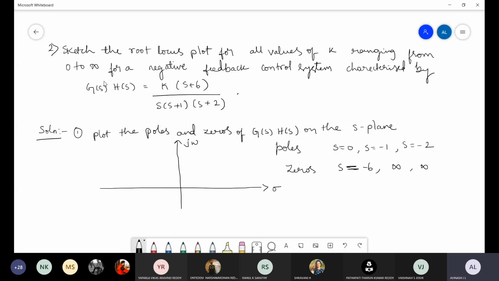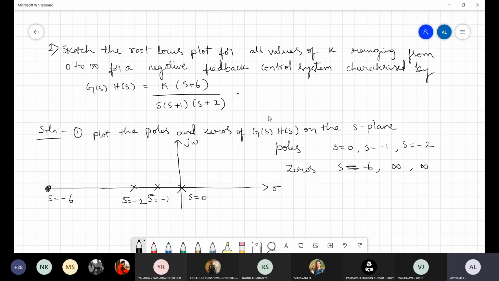So the poles are at s = 0, s = -1 and s = -2, and after that the zero at s = -6. Somewhere here it will come: it will be -3, -4, -5, and -6. So this is s = -6, the zero. So this is the first step: plot the poles and zeros of G(s)H(s) on the s-plane.